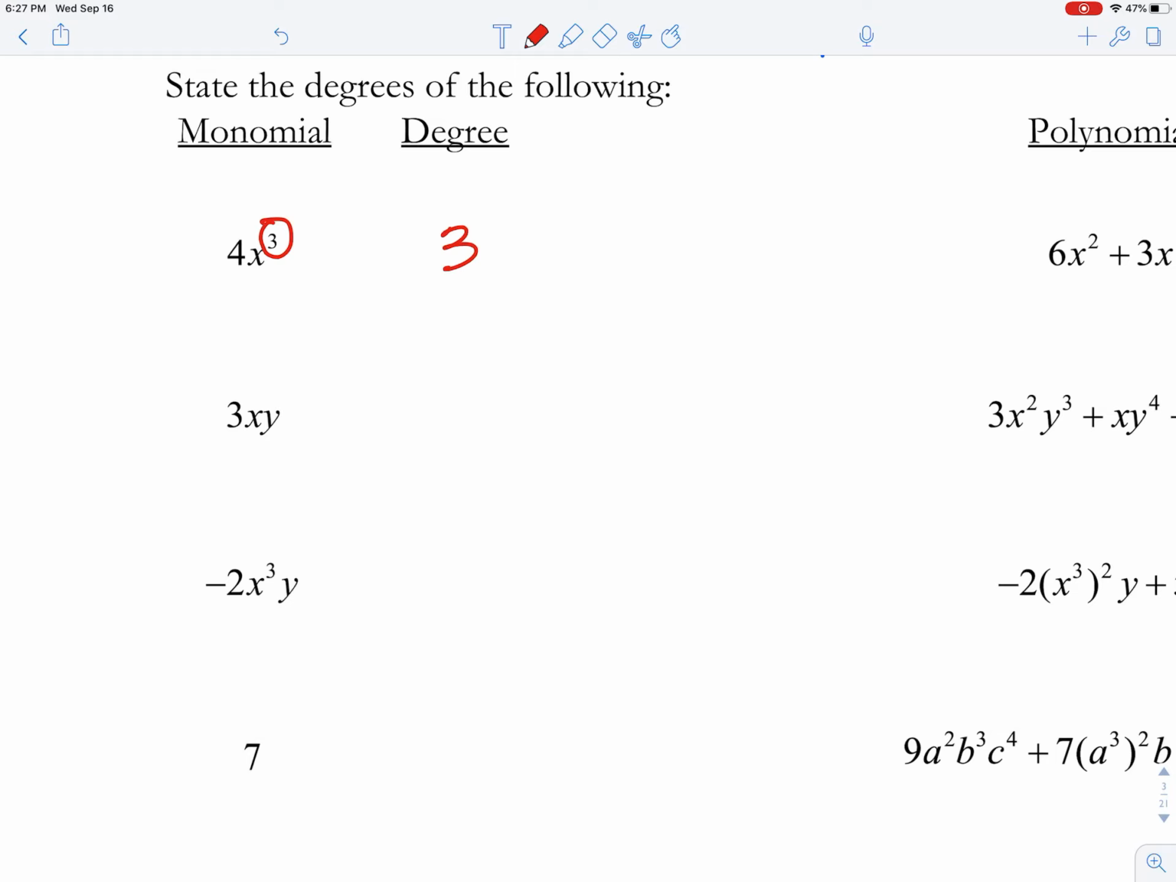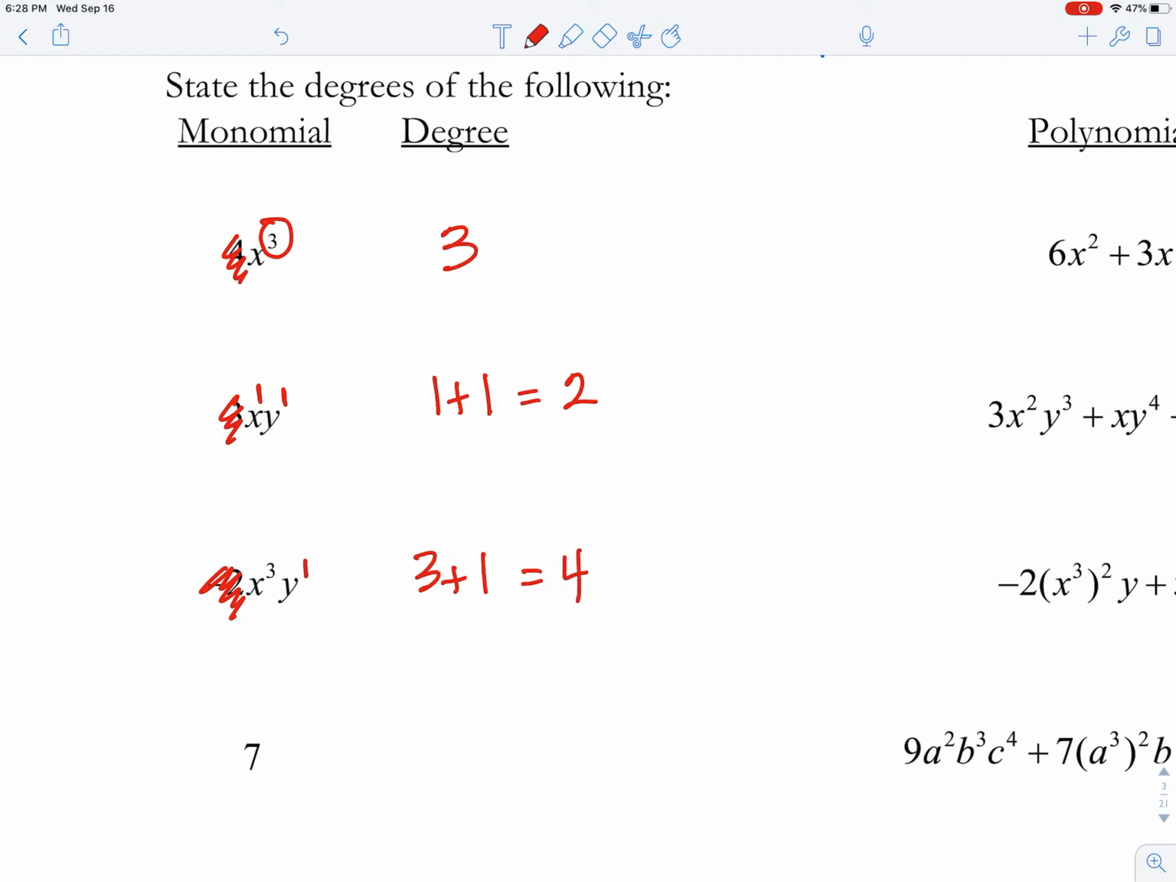Here, I've got x, y. There's an invisible exponent of 1 on the x because it shows up one time, and y also has a 1. So I'm going to add those two exponents, and the degree of this one would be 2. Now, I was ignoring the 3 or the 4 out front, ignoring that coefficient. So for this one, ignore what's out front. I've got a 3, and I've got 1y. So the degree of this one would equal 4.